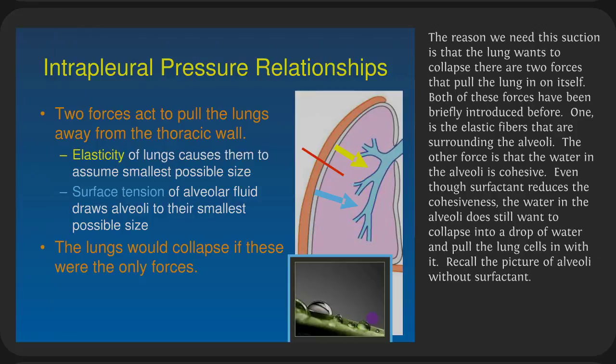The reason we need this suction is that the lung wants to collapse. There are 2 forces that pull the lung in on itself. Both of these forces have been briefly introduced before. One is the elastic fibers that are surrounding the alveoli. The other force is that water in the alveoli is cohesive. Even though surfactant reduces cohesiveness, the water in the alveoli does still want to collapse into a drop of water and pull the lung cells in with it. Recall in your mind the picture of the alveoli without surfactant.